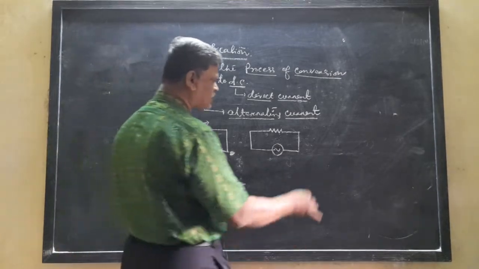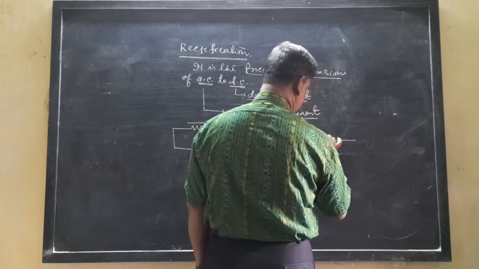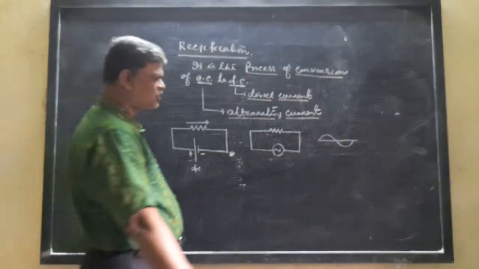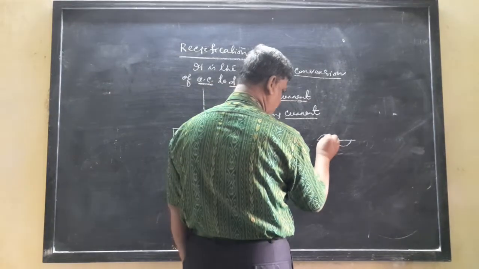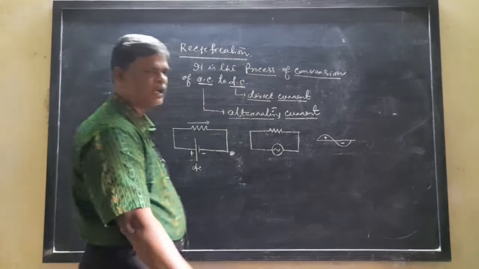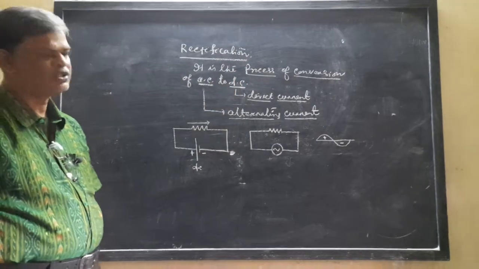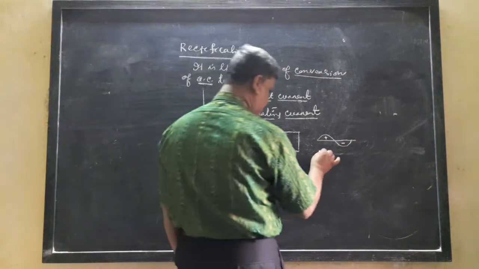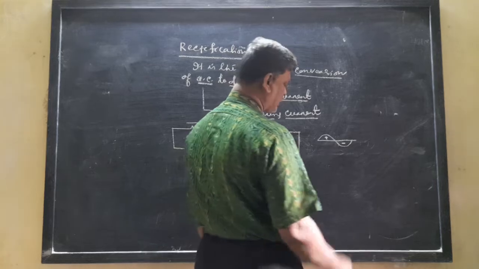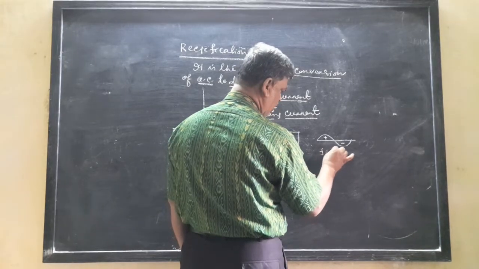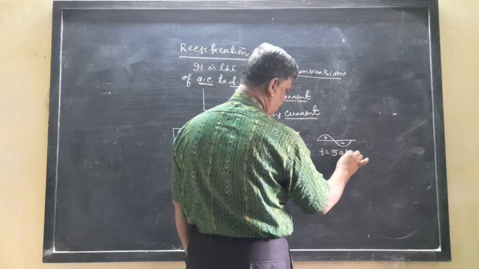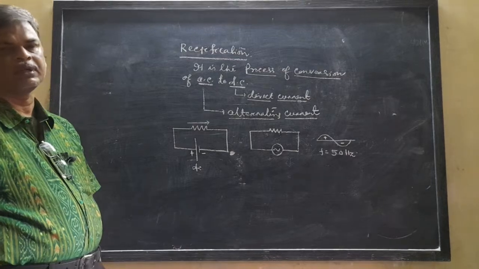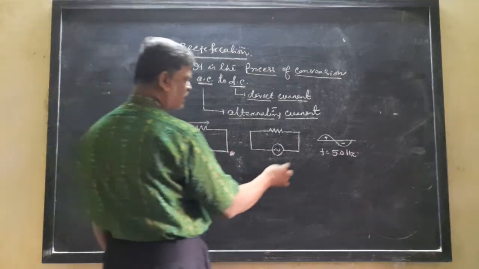This alternating source has cycles. It is one complete cycle. It has two half cycles, one positive half cycle and another negative half cycle. These constitute one cycle. In Indian AC, 50 cycles complete in 1 second. That means the frequency of AC is 50 Hertz. Clear? So this is the alternating source.